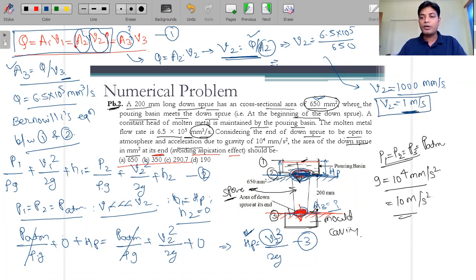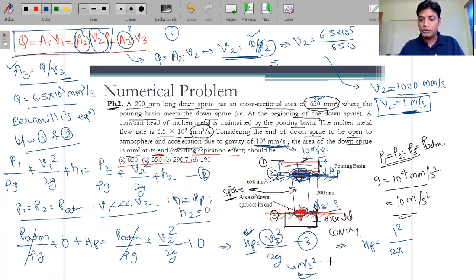Okay, so now you have the velocity V2. Just put this value over here and get the value of HP. So from equation number 3, HP will be equal to V2 square, that is 1 square upon 2g. Now if you are putting this value in meter per second, then the g value should be in meter per second square only. Please keep this in mind. Here the g value is given to you as 10 raised to the power 4, in mm per second square. If you convert that into meter per second square, it will become 10 meter per second square.